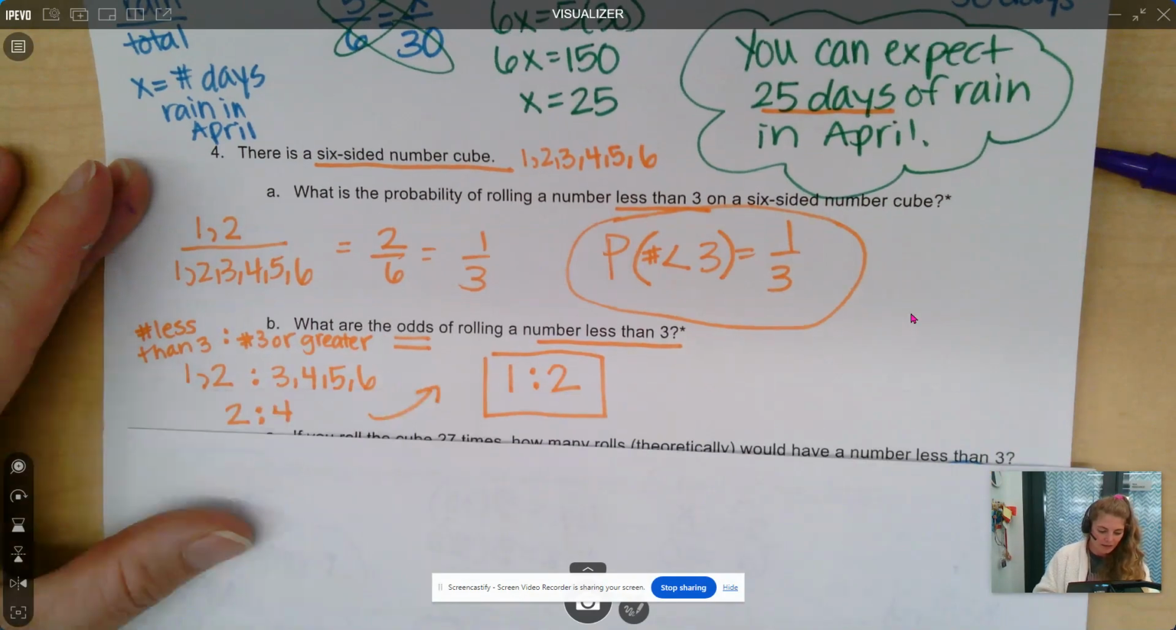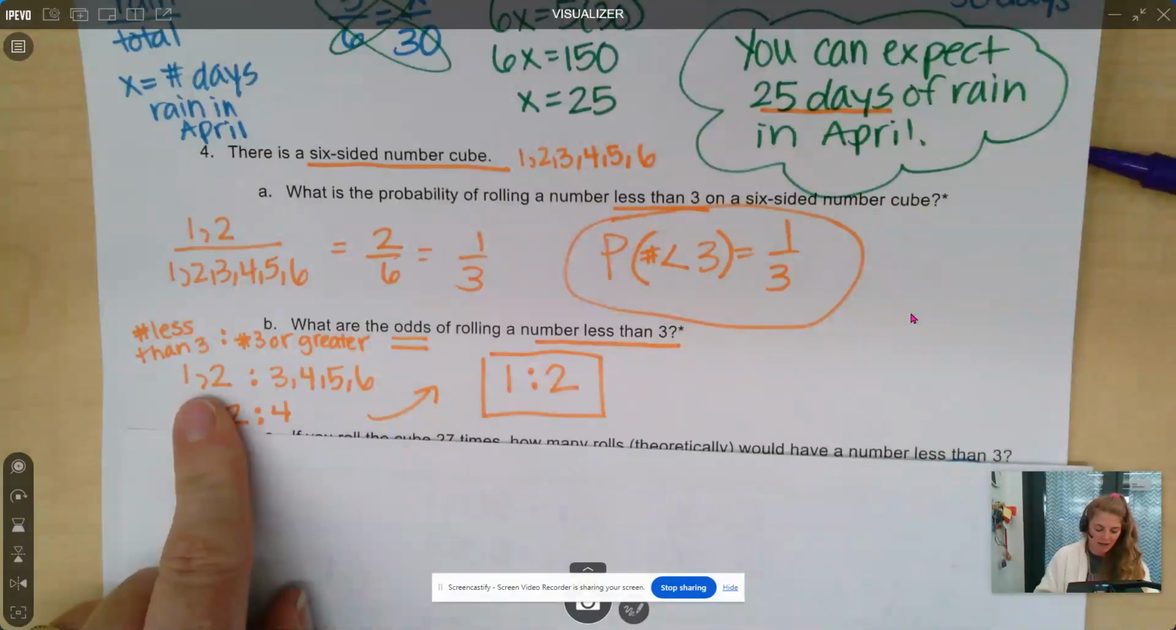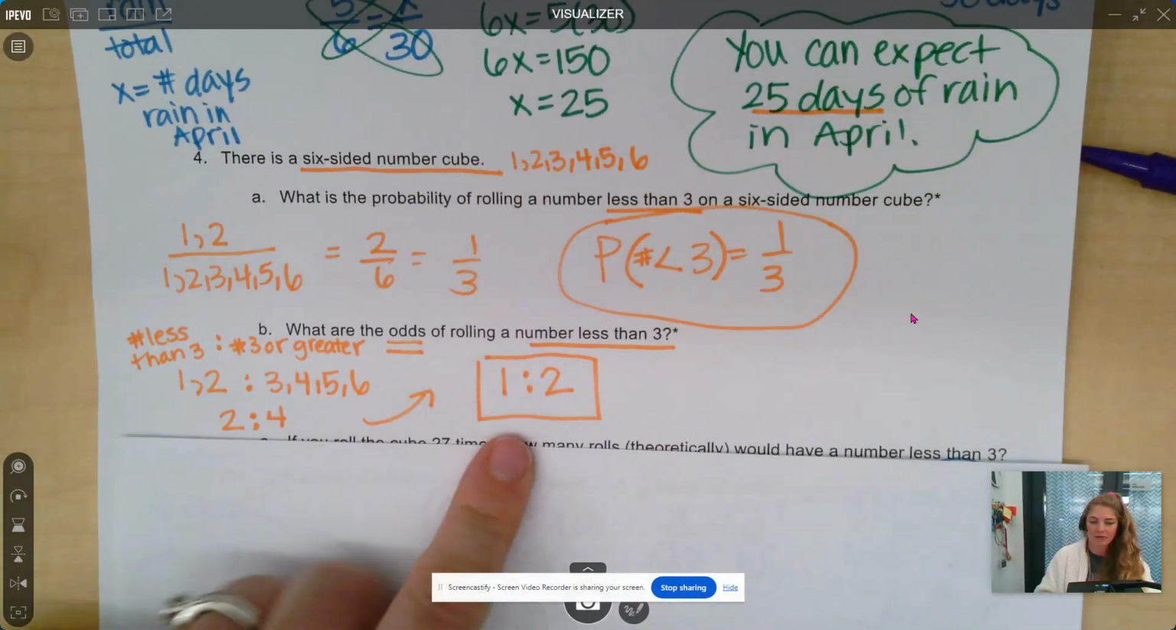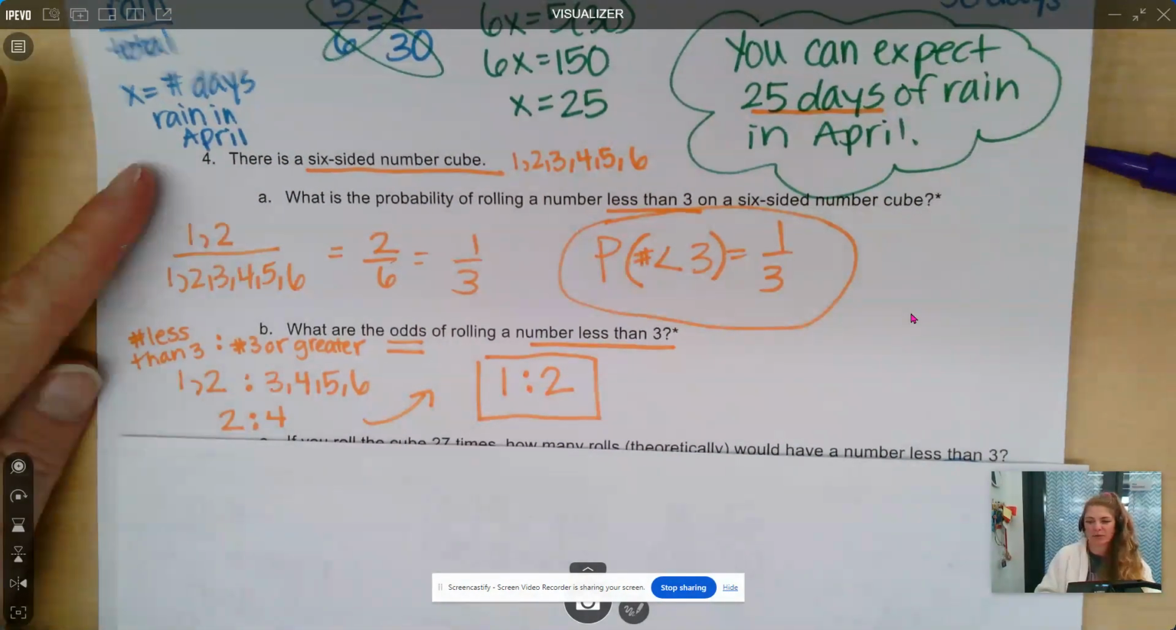What are the odds of rolling a number less than 3? So odds would be number less than 3 to number 3 or greater. So it's 2 to 4. We have to simplify to be 1 to 2, just like we'd simplify fractions.